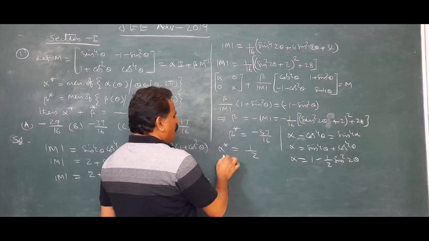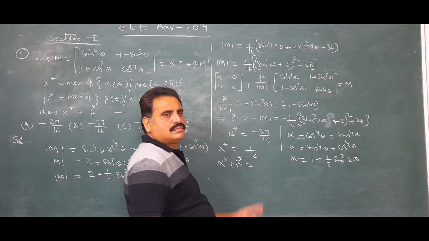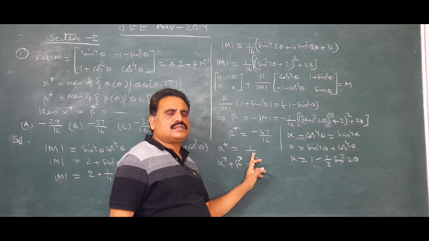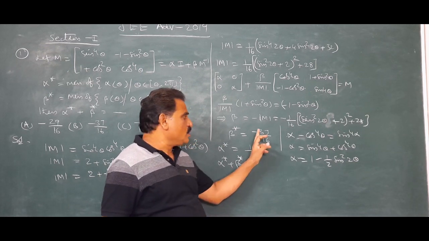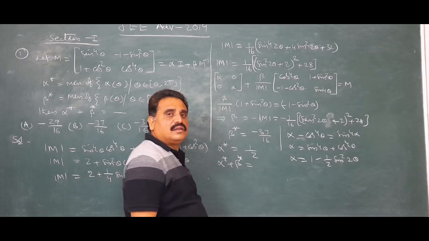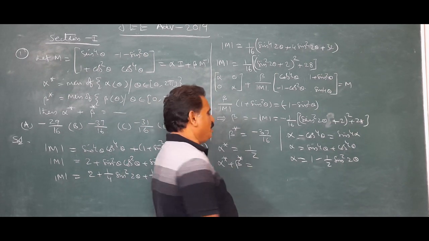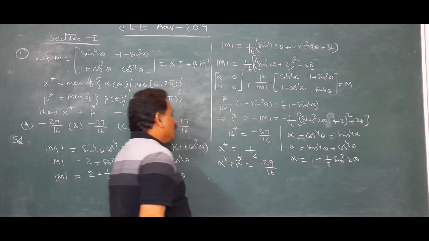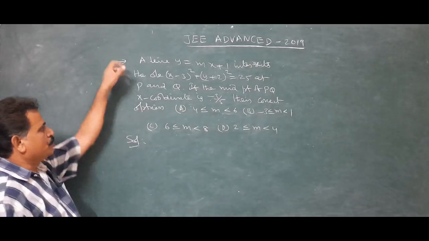So sum of these two, alpha star plus beta star, that is 1 by 2 minus 37 by 16. 1 by 2 means that is 8 by 16. 8 minus 37, minus 29 by 16. So that value is minus 29 by 16. That is option A. Next question.